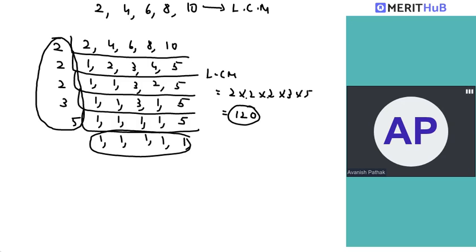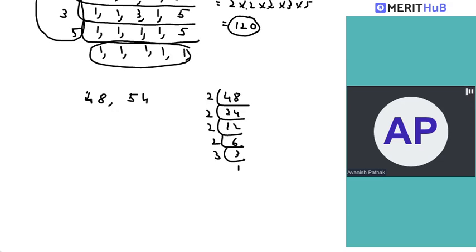Now again, if I have to find the HCF of two numbers, say 48 and 54, I'll again make an LCM-style division of 48. So that's 2, which gives 24, again 2, so that's 12, again 2, so that's 6, 2, so that's 3, and 3, so that's 1. So for 48, the factors have to be 2 into 2 into 2 into 2 into 3. Those are the factors that we are getting.